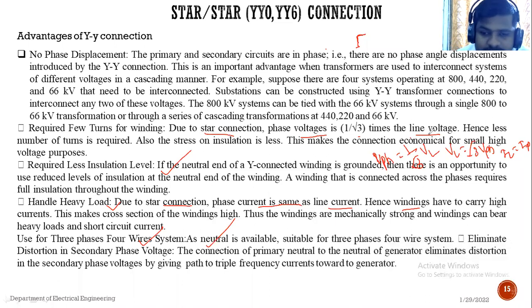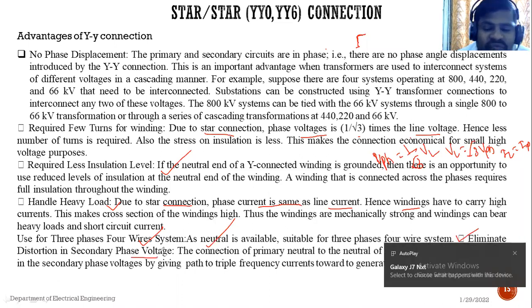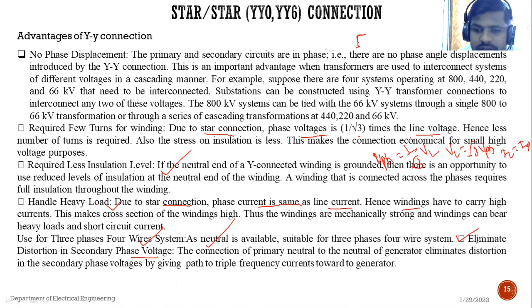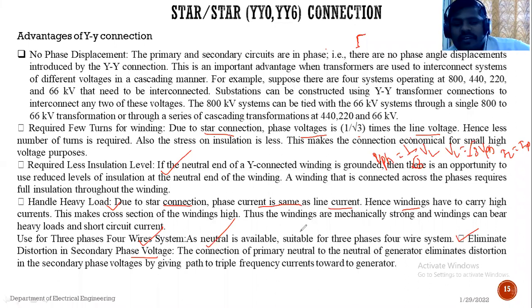Now, next advantage is that it eliminates distortion in the secondary phase voltage. Okay, हा advantage आहे. It will eliminate the distortion in the secondary phase voltage. Connection of primary neutral to the neutral of the generator eliminates distortion. बघा मी सांगितलं हा पॉवर स्टेशनच्या ठिकाणी किंवा जनरेटिंग स्टेशनच्या ठिकाणी यूज करतात.